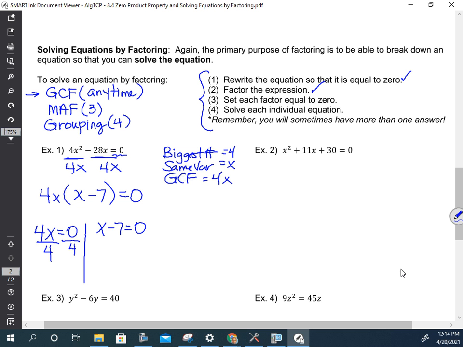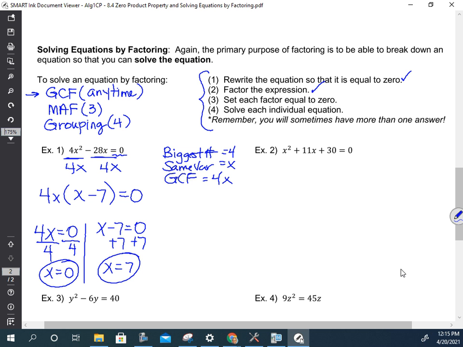Divide by 4. So x equals 0. Here's one answer. Add 7. X equals 7. Pretty good, right? That's it. Done. Problem's over. If you're looking for the problem to be harder than that, I'm sorry.